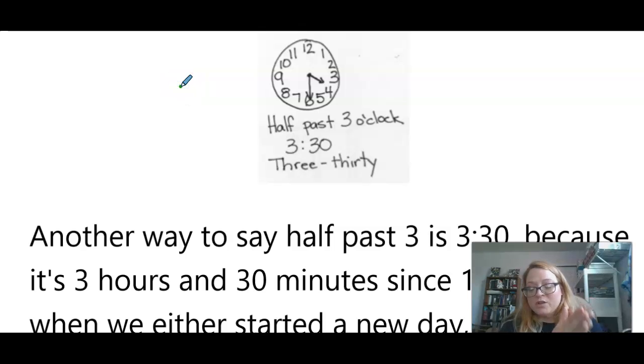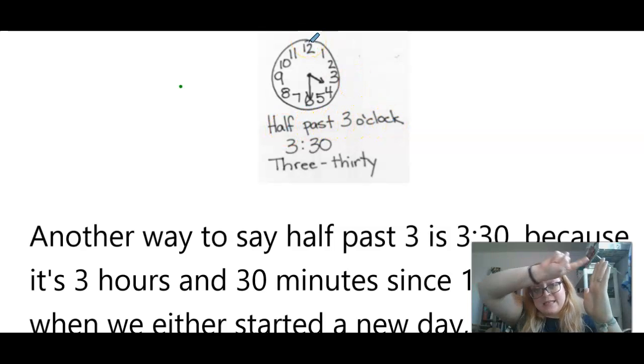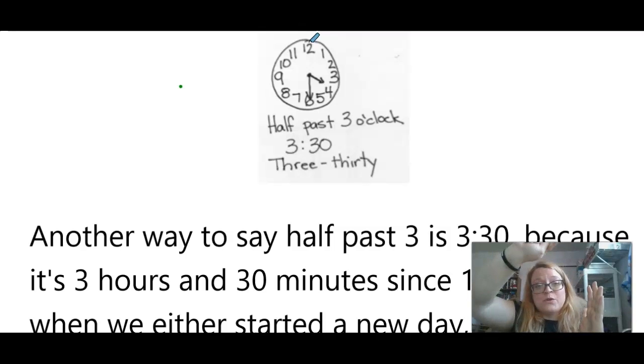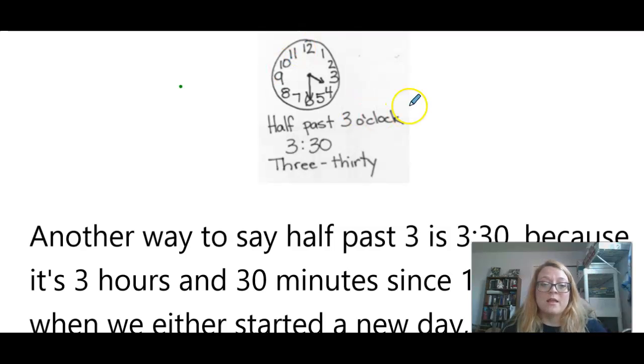So here's 3 different ways that we can write 3:30, okay? It is half past 3 o'clock because remember the minute hand has gone halfway around the clock. So we're halfway through the 3 o'clock hour. We're halfway to the 4 o'clock hour. Half past 3 o'clock.